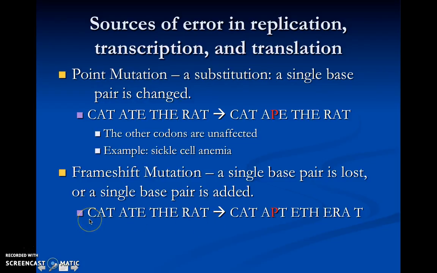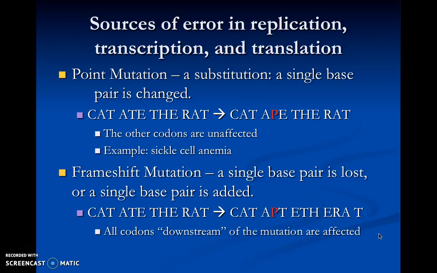So my original sentence read, "cat ate the rat." It now reads, "cat apt eth t." Right? So everything after the mutation was affected because all the codons were changed since we shifted everything down one. So we say that all codons downstream of the mutation are affected.